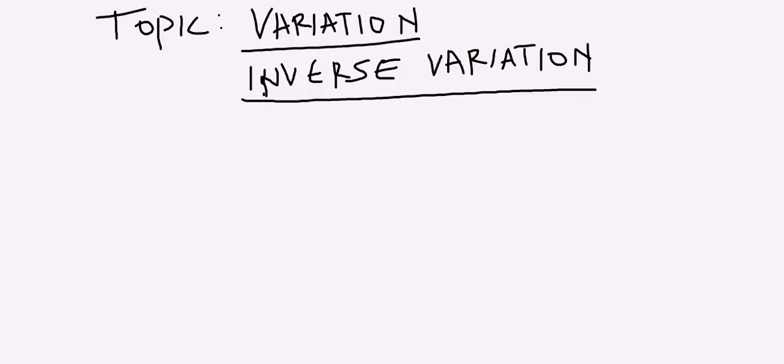We're looking at variation and we are discussing inverse variation. In inverse variation, if one of the variables increases, the other variable decreases, and if one of the variables decreases, the other one increases. So there's an inverse relationship between the two variables. When one variable increases and the other decreases, we say we have an inverse relationship.